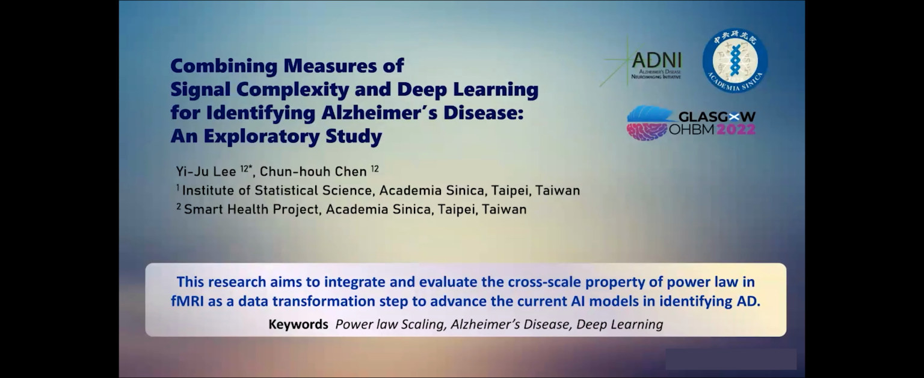And the second project I'm sharing with you is trying to combine a measure of skin complexity and deep learning for identifying Alzheimer's disease in the brain. This is an exploratory study, and the machine we use here is the GPU A100.